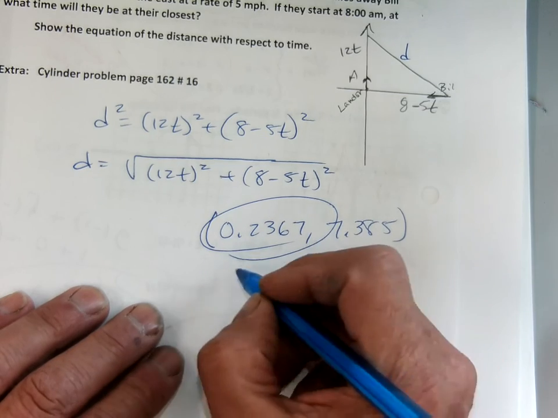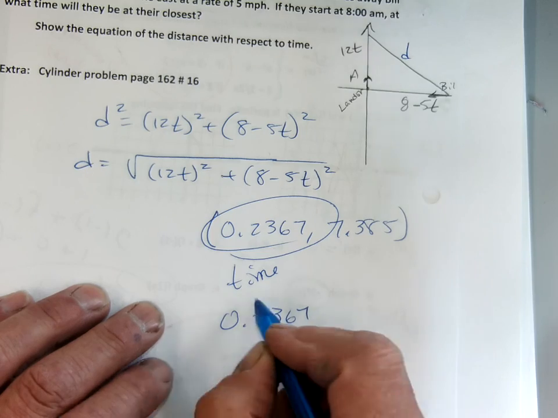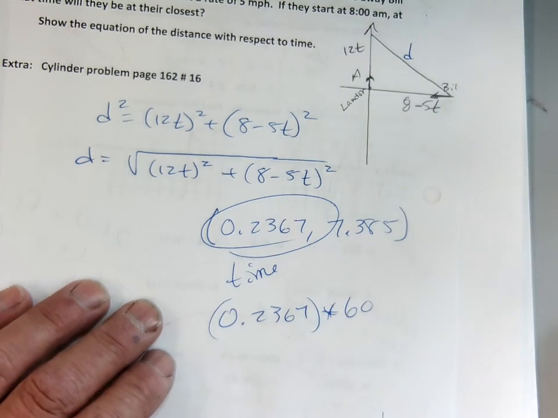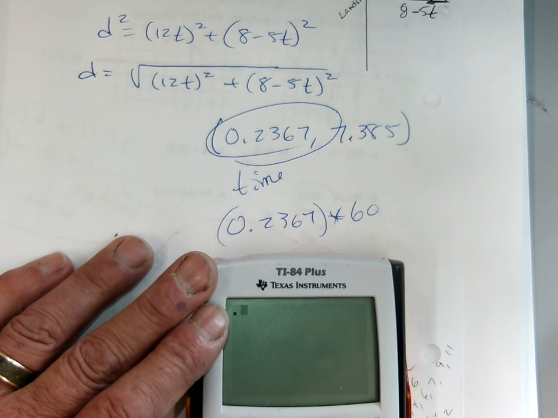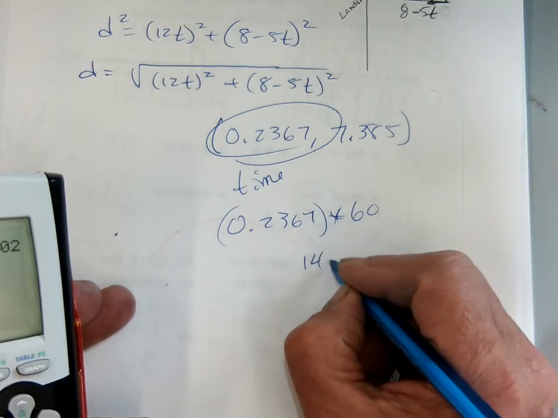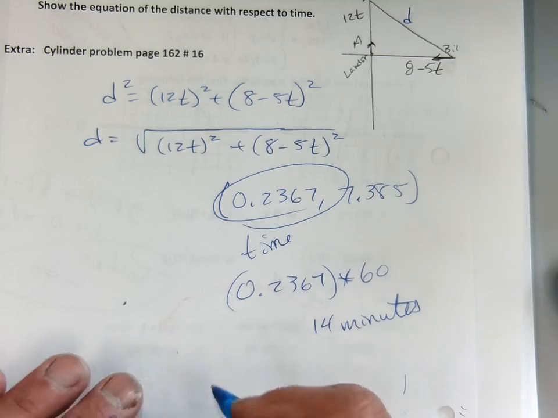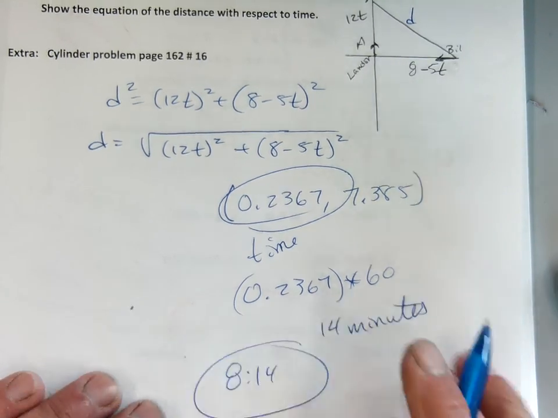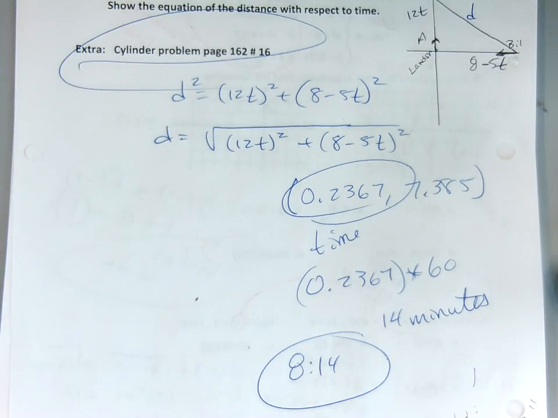Now, this is in terms of time. So we're going to take 0.2367 times 60, right? I don't know, I'll think about it, because I could always just give you the first part, use Desmos. So we have 14.2, or 14 minutes. So it's going to be 8:14 by the time we're the closest, okay? Now the extra is the cylinder problem. We've done it, so I'm going to let you look at that if you want to get the extra credit.